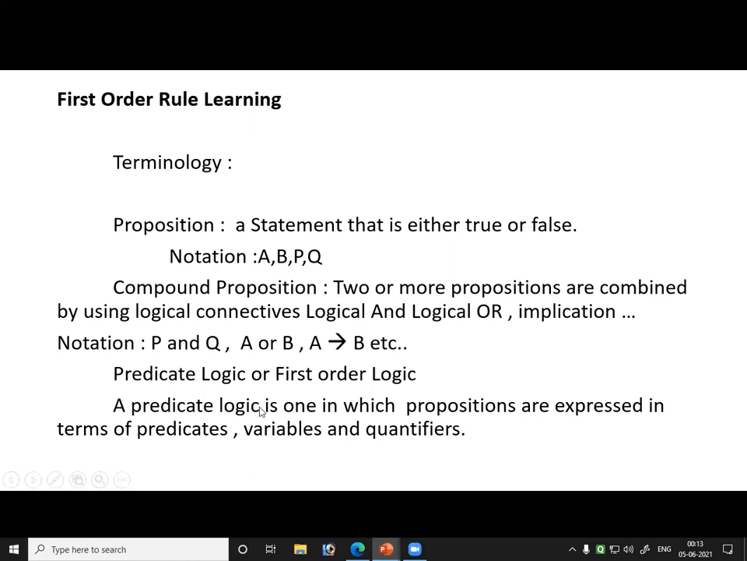Today we will discuss the last topic of the rule model chapter, that is first order rule learning. So we have already seen the terminology of first order logic. Let us again have a look at what is called first order logic terminology.